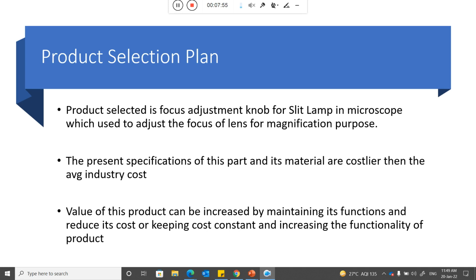What does it mean? Simple: if I say the value of the product needs to increase, how will you increase the value of any product? Value of any product is nothing but the ratio of function to cost. So you can increase the function of that particular product, or I will keep the function constant and reduce the cost. Then also you can increase the value of that particular product. So these are the two things.